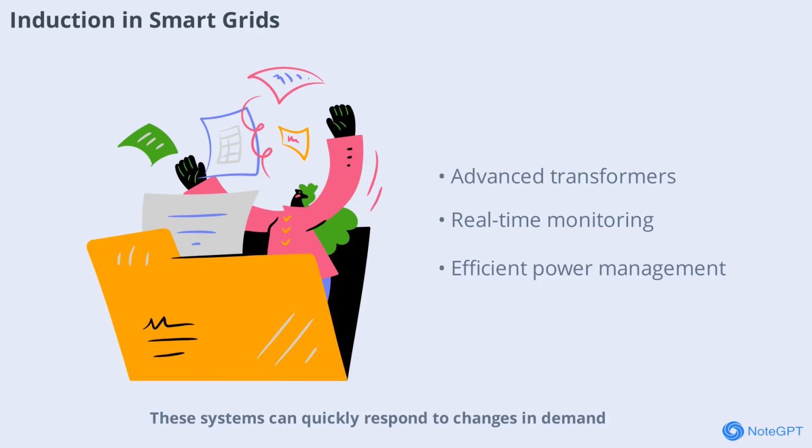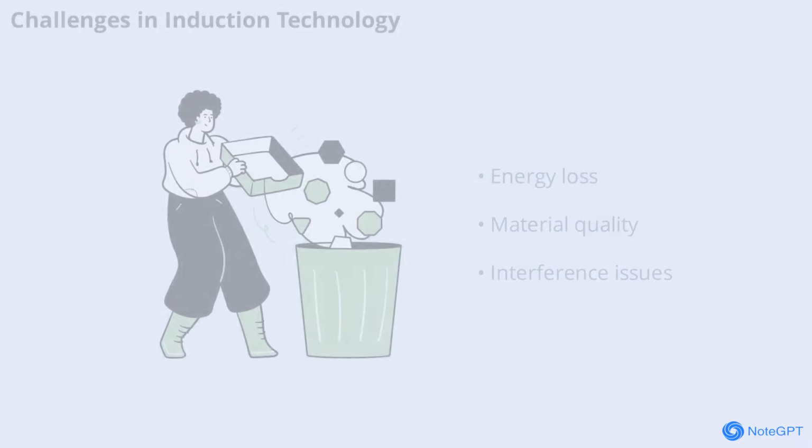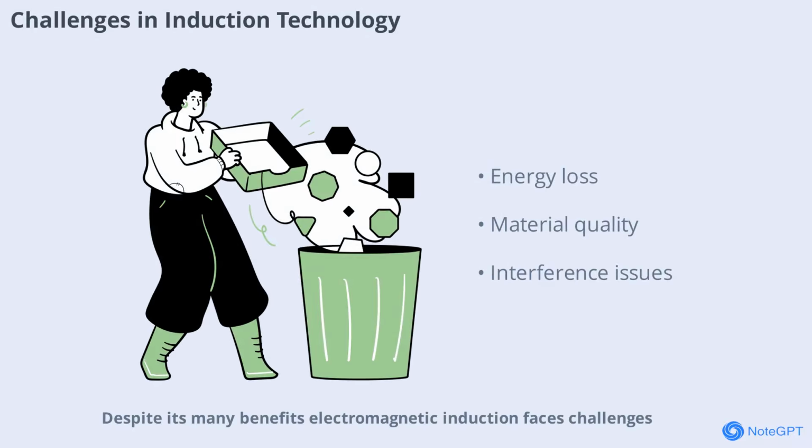These systems can quickly respond to changes in demand, integrate renewable energy sources, and improve reliability. Induction technology is central to making power distribution smarter and more efficient. Despite its many benefits, electromagnetic induction faces challenges. Energy loss due to heat, the need for high-quality materials, and electromagnetic interference can affect performance.